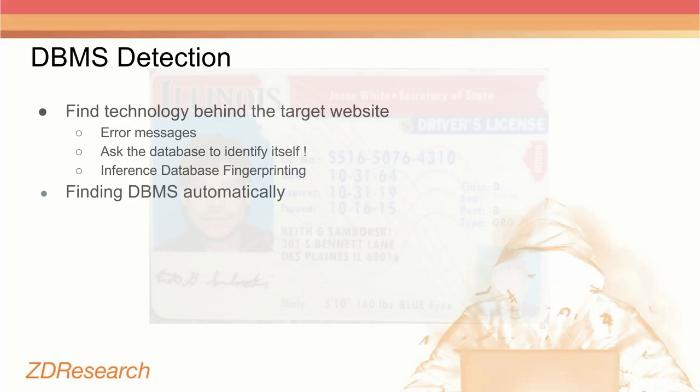These are the three methods that we use to find DBMSs on a system. There are also automated ways of doing it. For example, SQL Map can do that. It has features for detecting what the backend DBMS is. But let's get to the error messages.